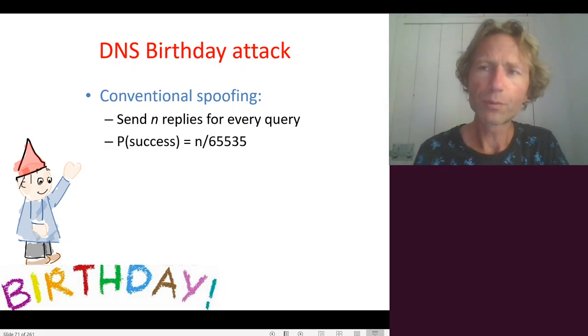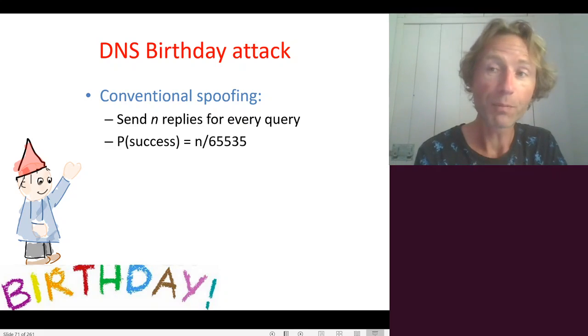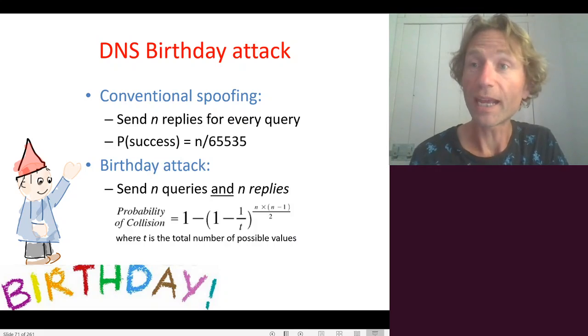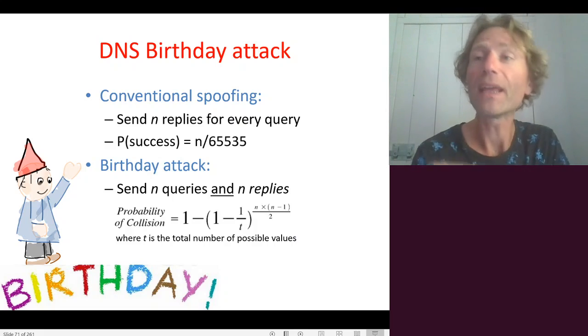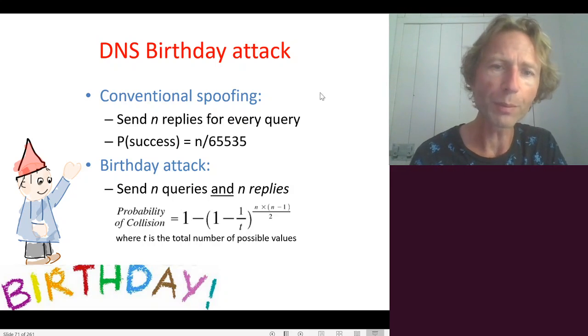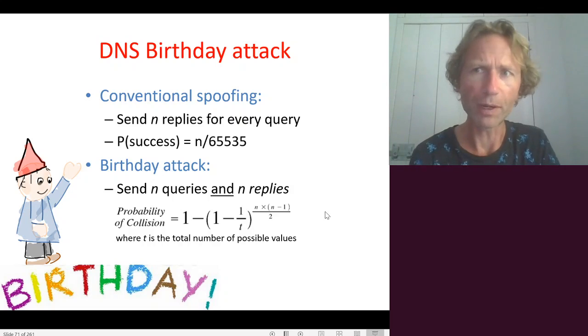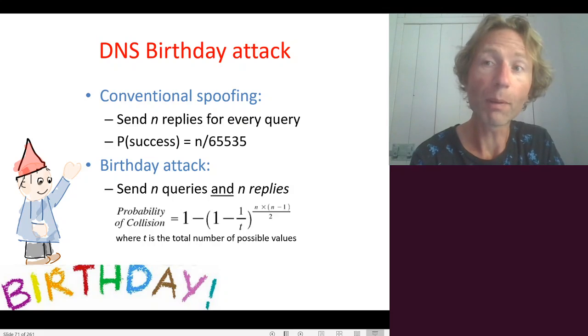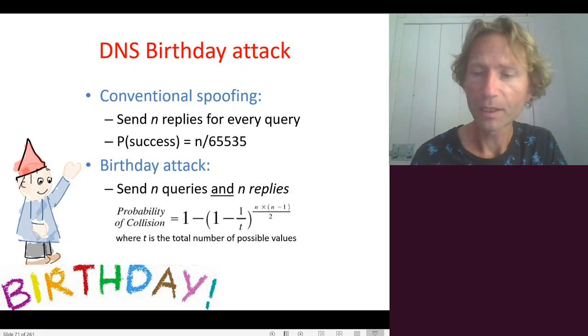If we do this with a birthday attack, where we send not n replies for every request, but we send n requests and then n replies, right? Then our probability is much better. And the formula here shows it, but we'll show it graphically in a minute. And now the probability is much better.